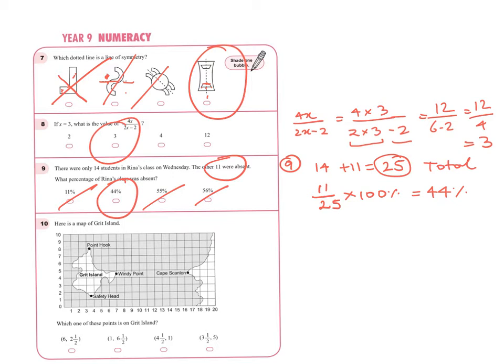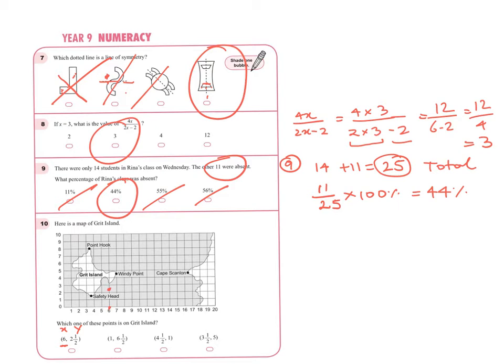So question 10. Now here's a map of Grid Island. Which one of these points is on Grid Island? If I have 6 here, that's 6 and 2.5, oops, nope, we are in the water. The number 6 is your x coordinate. It's always the x coordinate first, and this is y. So first you crawl, then you jump, if you can't remember any other way. Number 6 is on the horizontal.